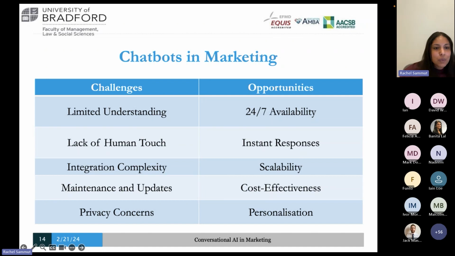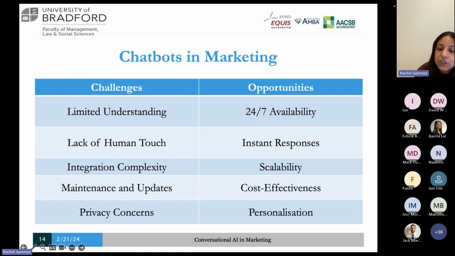Now, on the other hand, we see a lot of opportunity for benefits that come with chatbots. As I mentioned before, 24/7 availability. Chatbots are able to provide round-the-clock customer support. They can allow businesses to engage with customers at any time, regardless of things like time zones or operating hours. Whereas traditionally, if you had a question or needed support, you'd have to go into a shop between the hours of 9 to 5, or ring a helpline between 9 to 5. Chatbots now allow for that to be done 24/7.